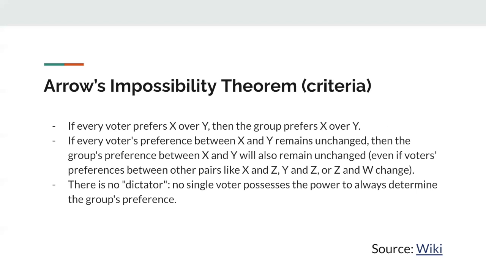The 3 rules are that if every voter prefers X over Y, then the group prefers X over Y. If every voter's preference between X and Y remains unchanged, then the group's preference between X and Y should also remain unchanged, even if voters' preferences between other pairs change. Finally, there cannot be a dictator. No single voter can have the power to always determine the group's preference. So none of the systems that we talked about today can be perfect as a result.